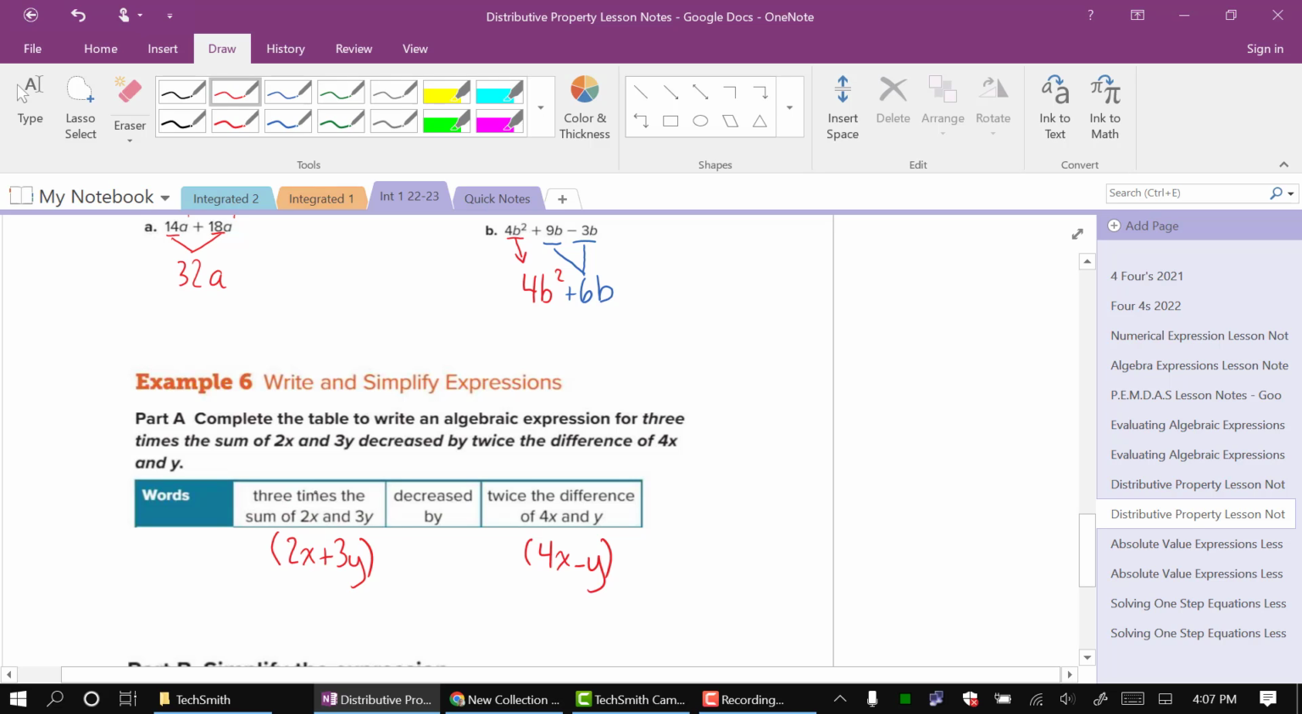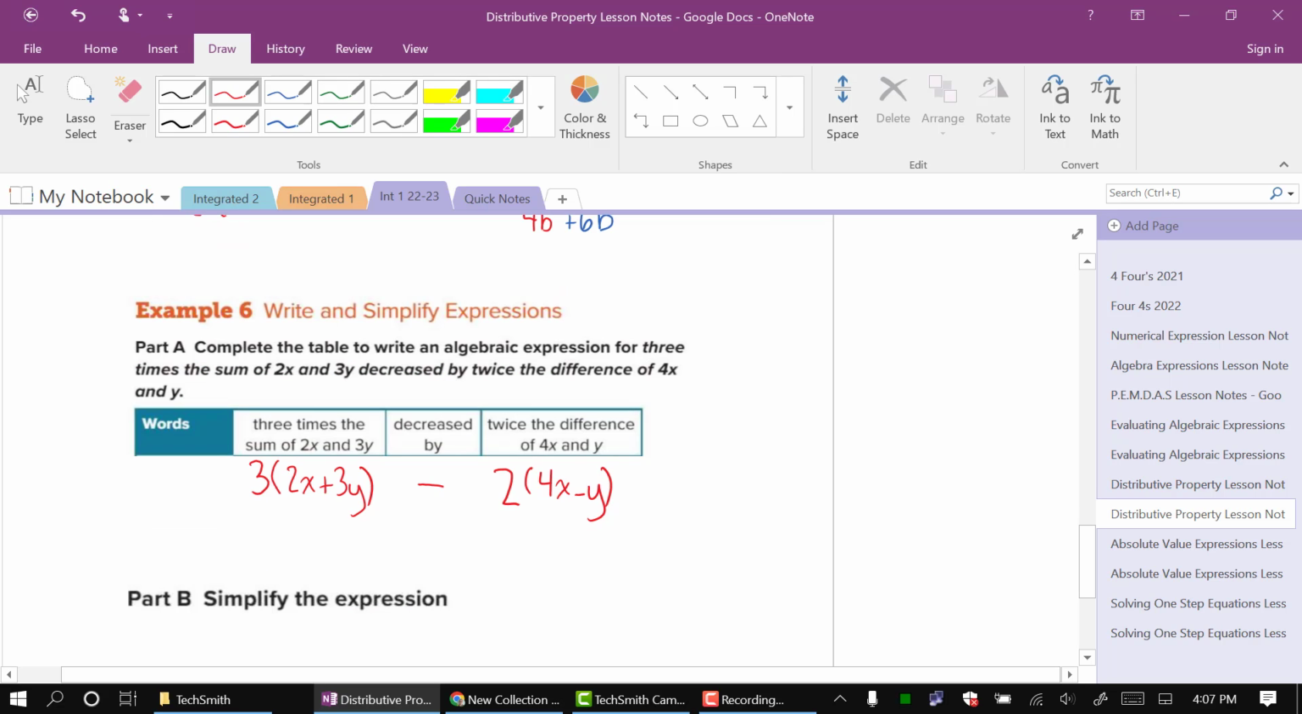But this is 3 times the sum, so we're going to multiply this by 3. And this has twice the difference, so we're going to multiply this by 2. And we want to connect these two ideas, and we're going to connect them by decreased by, so we're going to have a minus right here. So that's part A. Part B says to simplify the expression.